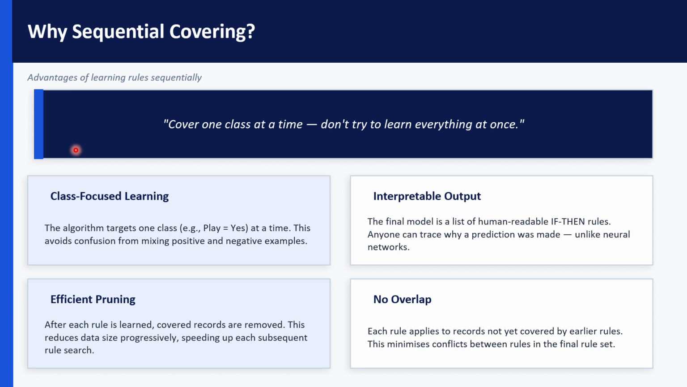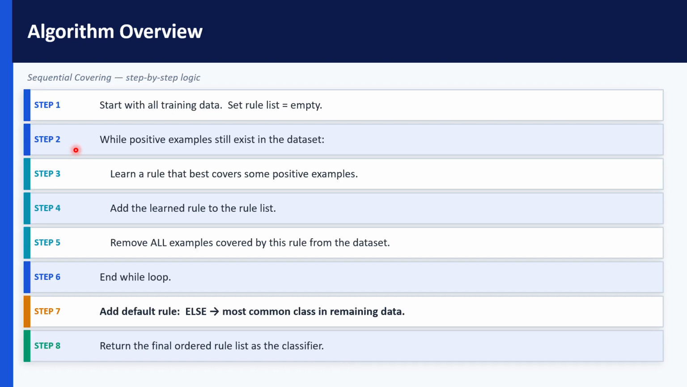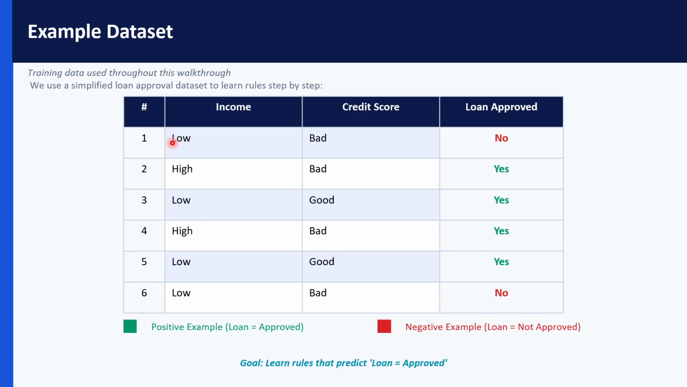In sequential covering, cover one class at a time. Don't try to learn everything at once. So here is the algorithm overview. You can pause the video and simply read this. For time shortage, we will move to the example part.